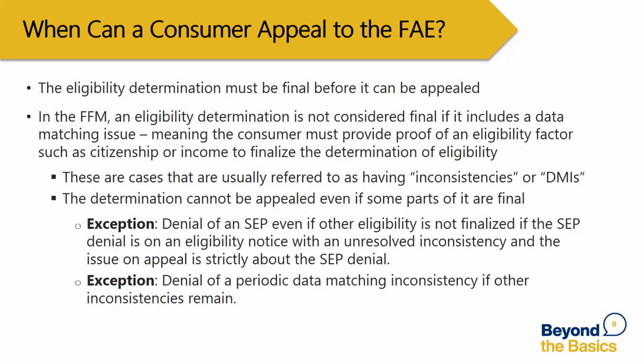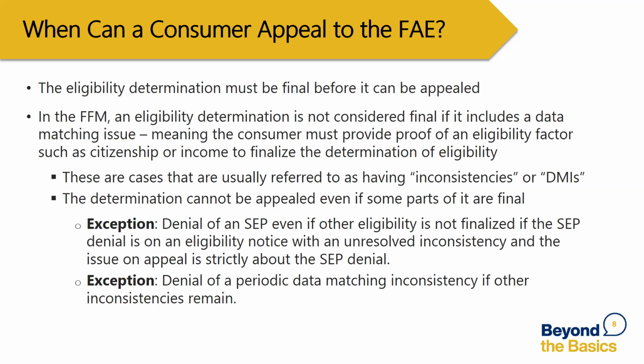So what's really important to note is that a consumer can appeal final decisions. If a consumer has a temporary or time-limited eligibility, or has a data matching inconsistency and has to provide additional information to healthcare.gov about their income or their immigration status, those interim decisions cannot be appealed.